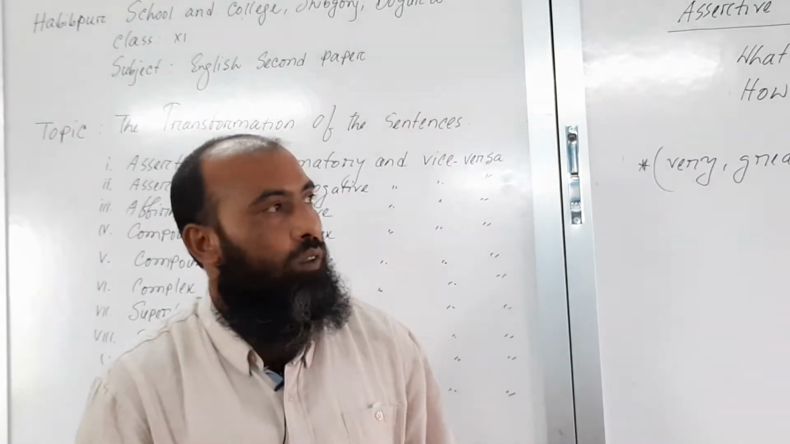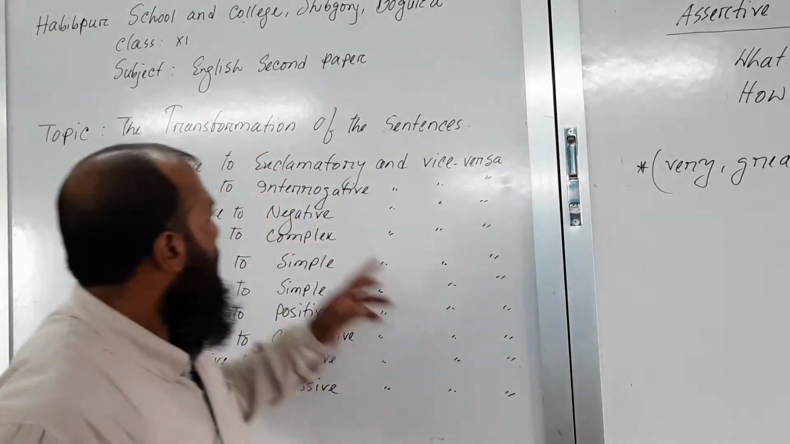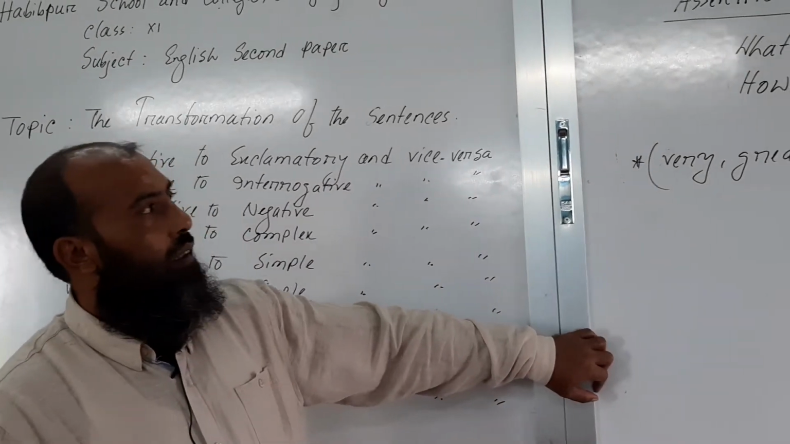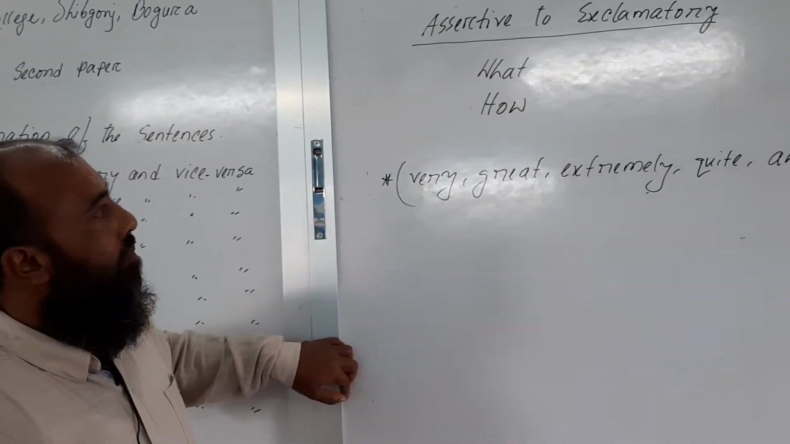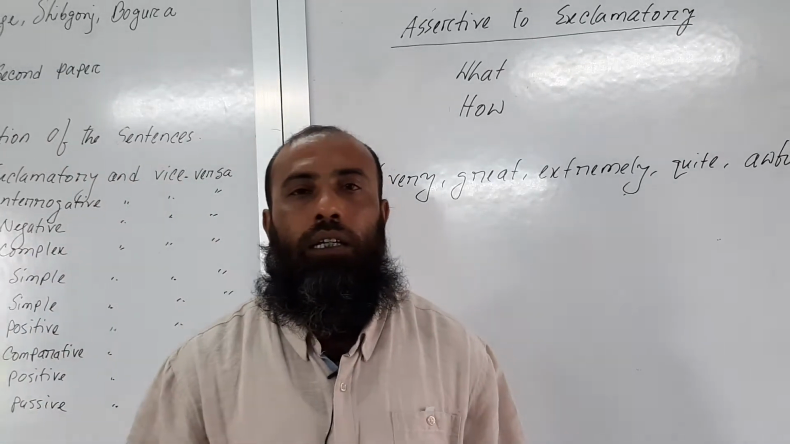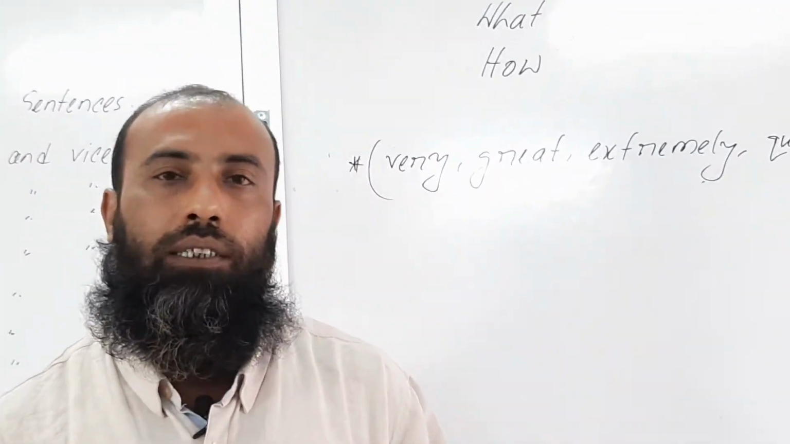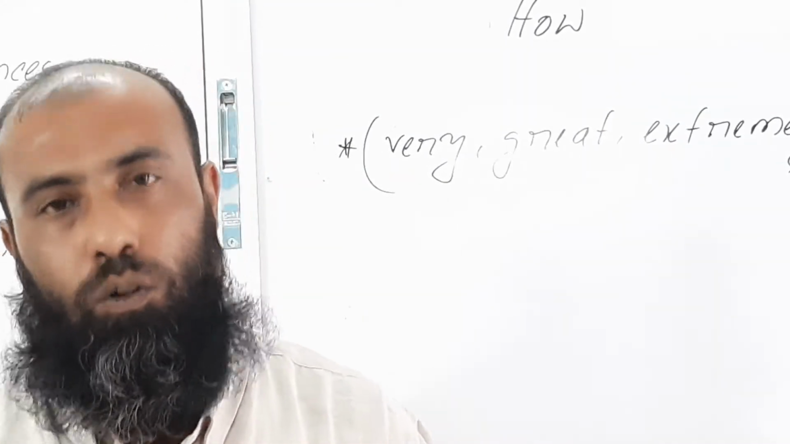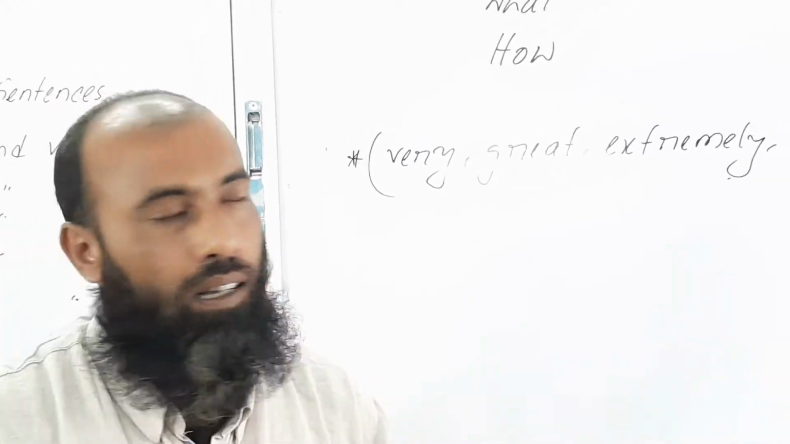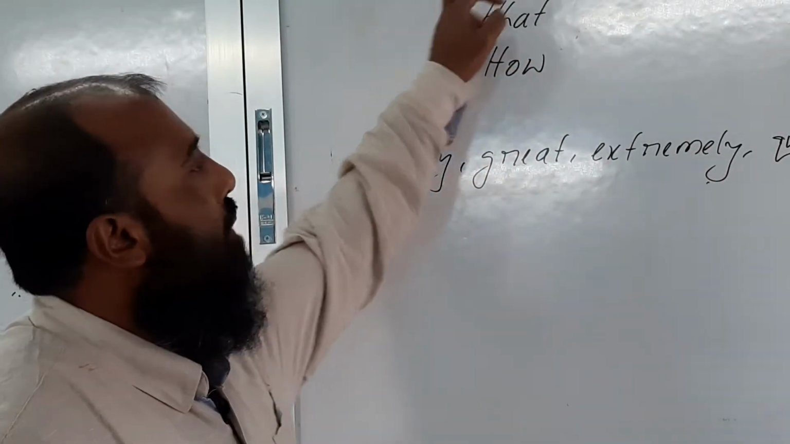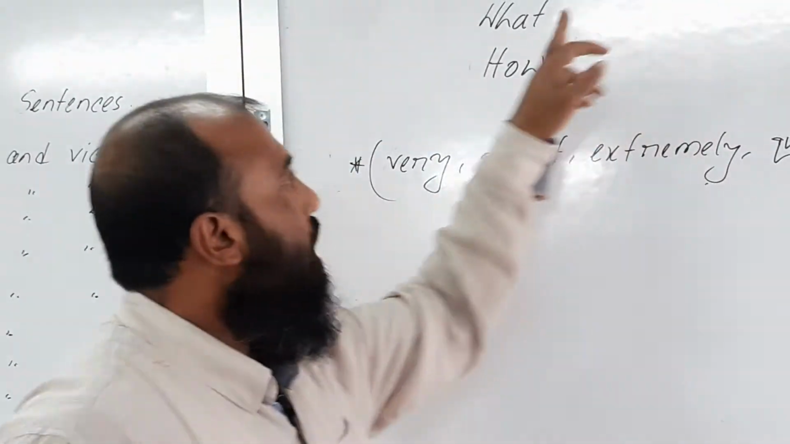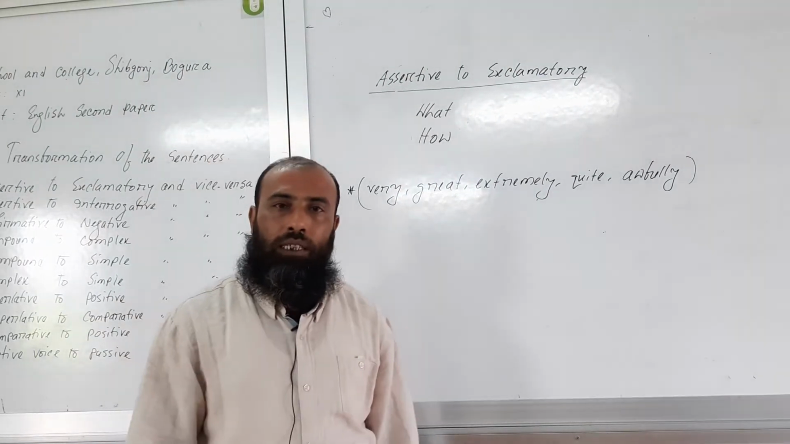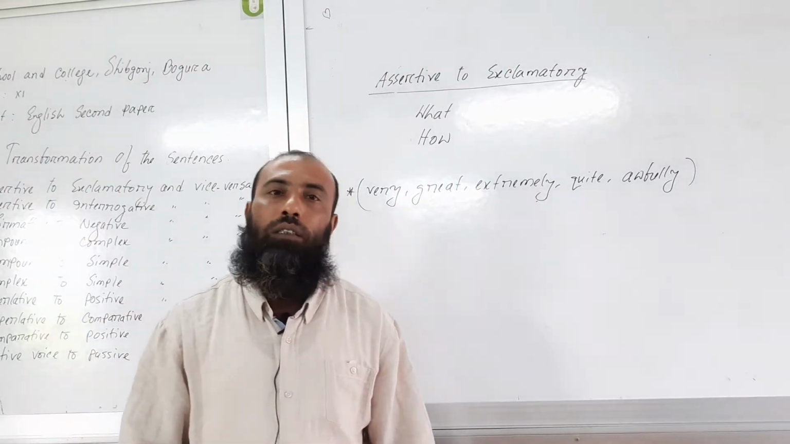Okay, and today's topic is number 1, assertive to exclamatory. If you want to change an assertive sentence into exclamatory one, you have to start the answer with what or how. Now question is, when will you use what and when will you use how?